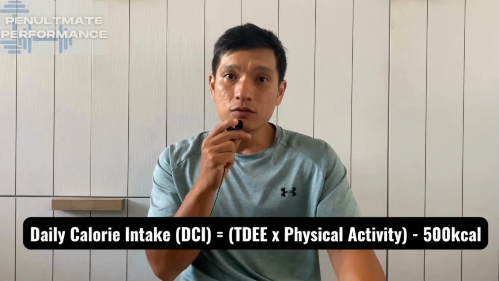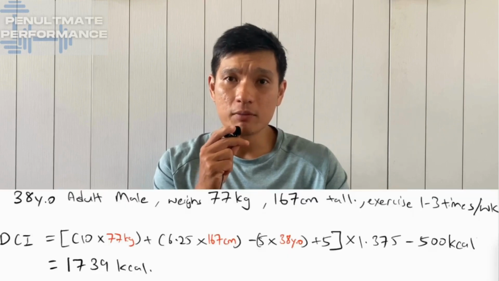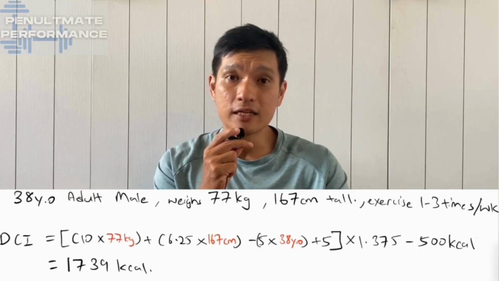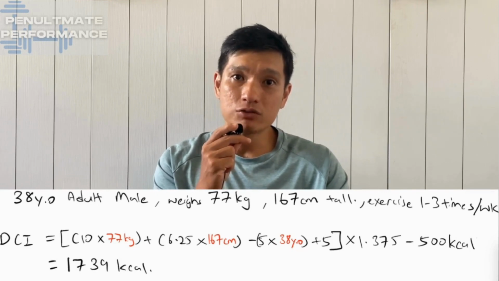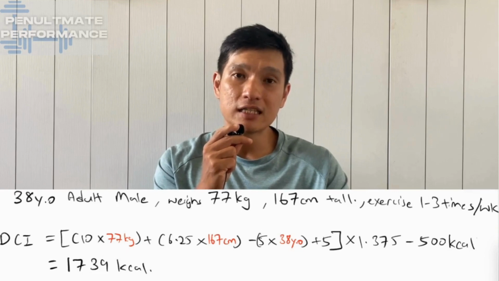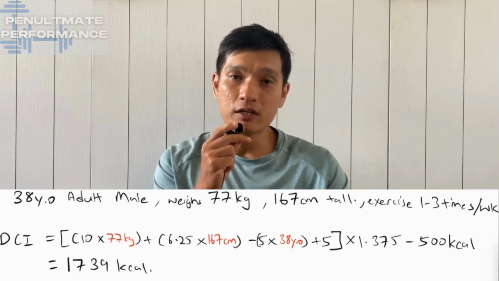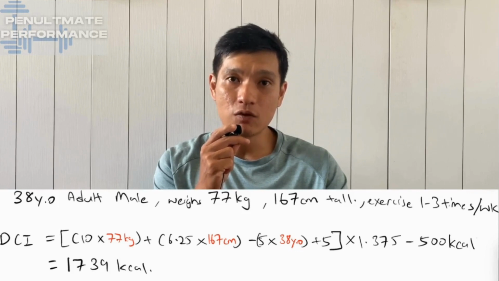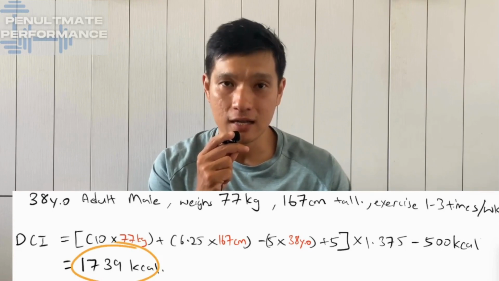From this point onwards, I'll use myself as an example to give you a clearer picture. I'm a 38-year-old male weighing 77 kg with a height of 167 centimeters, and I work out 1 to 3 times a week. So my calculated TDEE is 2239 calories. And in order for me to lean out, I will need to subtract 500 calories from my TDEE, which gives me 1739 calories.